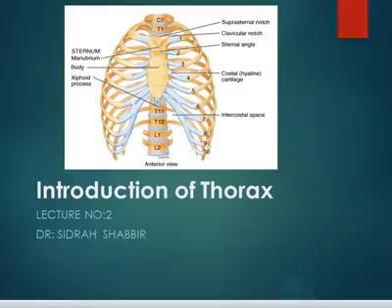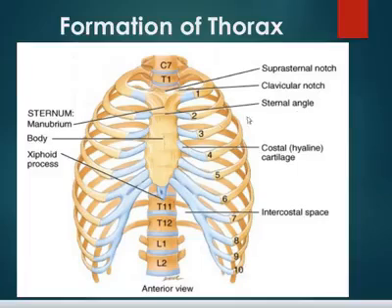Today we will discuss introduction of thorax. Thorax consists of sternum, vertebral column and ribs. Thorax is bounded anteriorly with sternum, posteriorly with vertebral column and on each side by ribs.